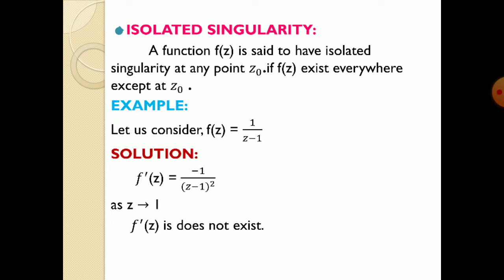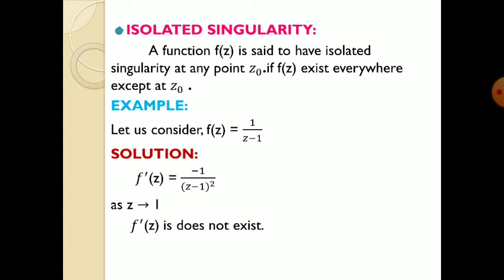A function f of z is said to have an isolated singularity at a point z0 if f of z exists everywhere except at z0. That is, the function exists at all points except z0, so we can say that the only point z0 is an isolated singular point. Let's see one example here. Consider the function f of z equal to 1 by z minus 1. Here is the solution.